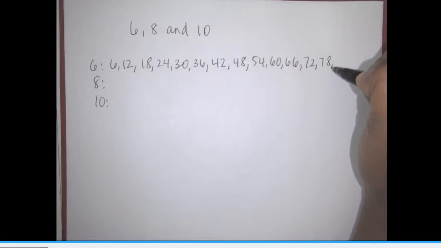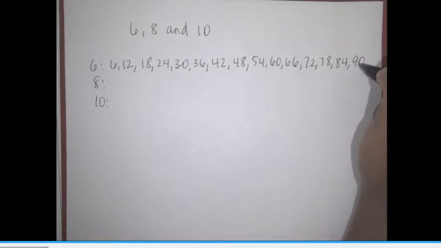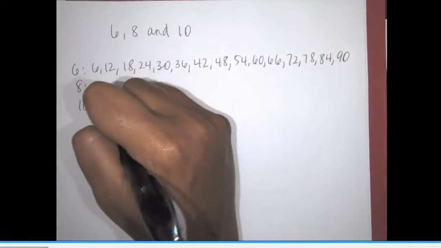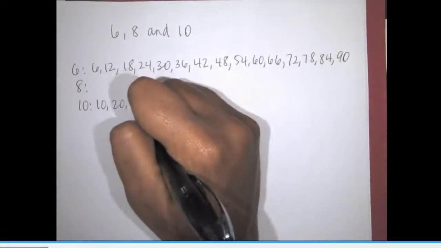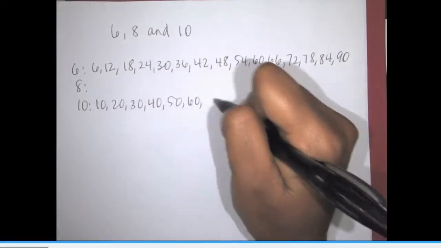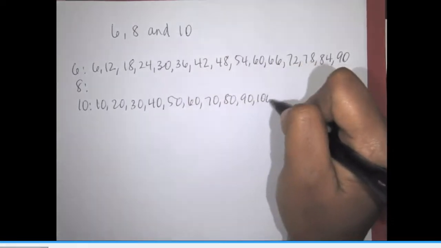After 78, we would add 6 more to this and get 84. Add 6 more, we get 90. Okay, so I'm going to stop there for a second. And then let's try the 10s. So we get, now you know this one's going to go to 90. So 20, 30, 40, 50, 60, 70, 80, 90, 100.